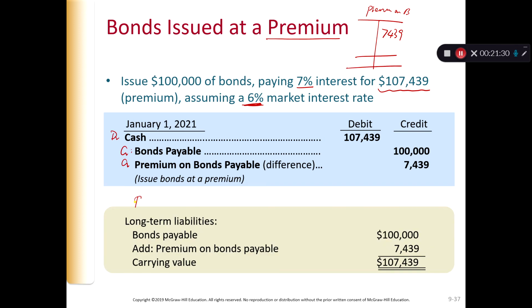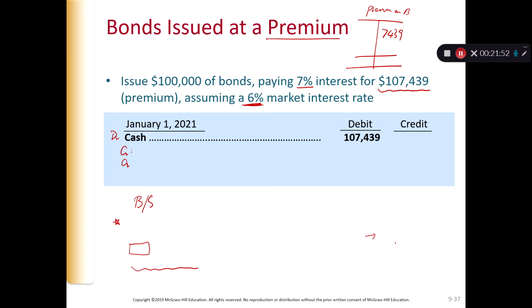And then on the balance sheet presentation, it's still under the same section called long-term liability. Instead of less the discount, this time we add the premium on the bond payable. Hence, the carrying value is actually higher than the maturity value. It's at $107,439.